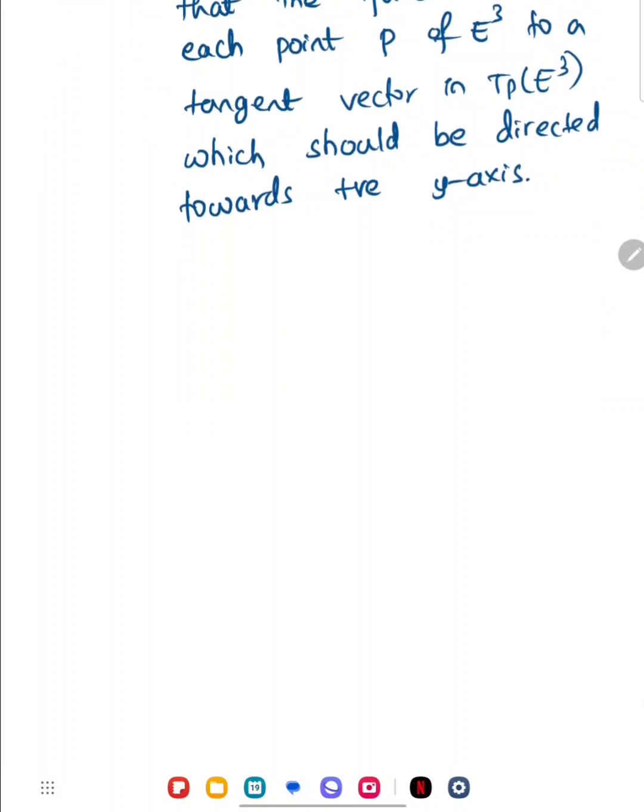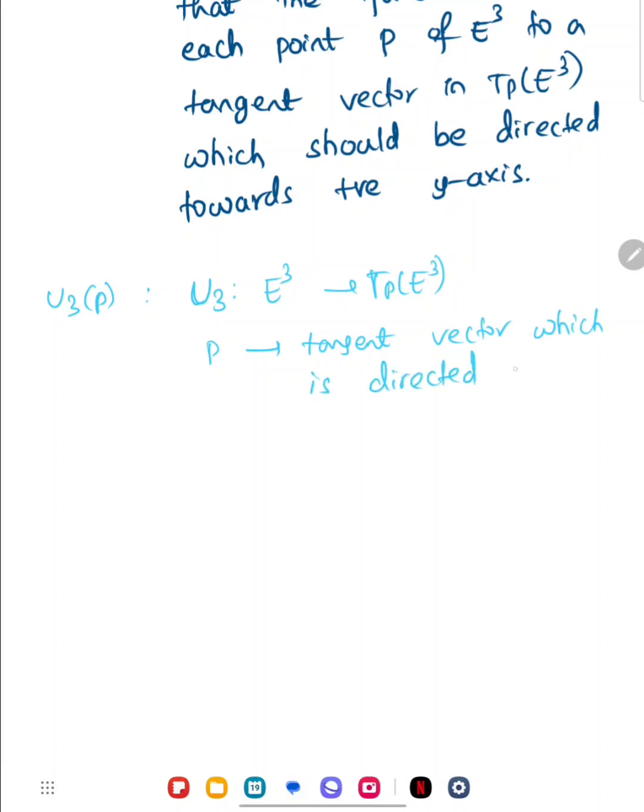So similarly, U3 of P is also a function U3 from E3 to T_P of E3, such that each point P is mapped onto a tangent vector which is directed towards the positive z-axis. So this is how we can see U1, U2 and U3, and they are collectively called natural frame fields.